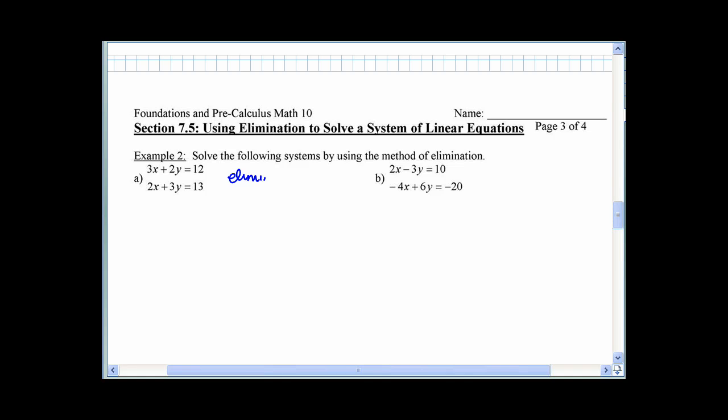Let's eliminate x this time for fun. Common multiple of 3 and 2 is 6, so first equation I'm going to times it by 2. Second equation, I'm going to times that by 3.